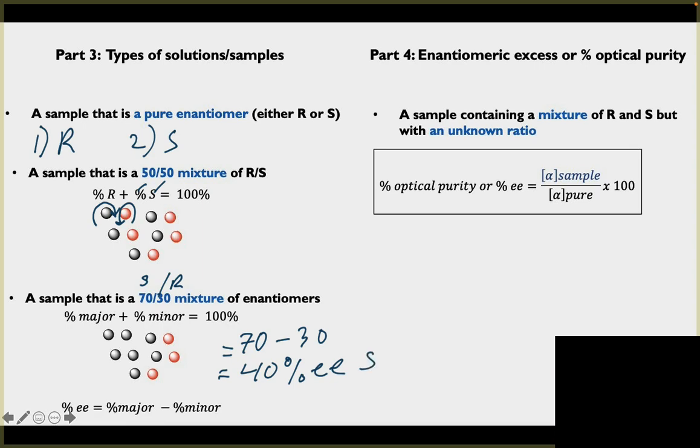But then say you may also be given a sample containing a mixture of R and S, but you are not given the ratio. So if you're given a sample with an unknown ratio and then asked to determine the optical purity, you will just use the result from polarimetry to get this optical purity, which is basically just the ratio between your sample's specific rotation and the pure enantiomer's specific rotation, multiplied by 100. So this is basically numerically equal to enantiomeric excess, but it will be experimentally determined.